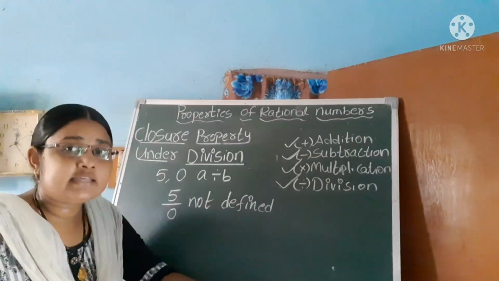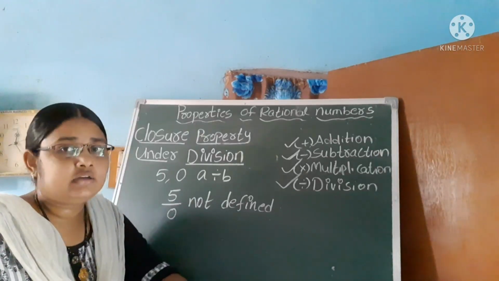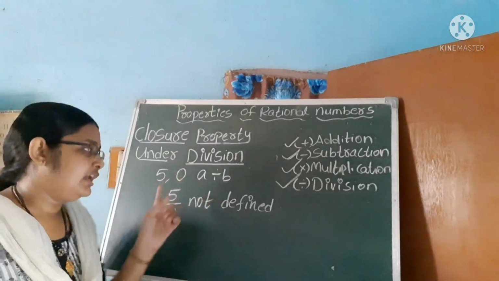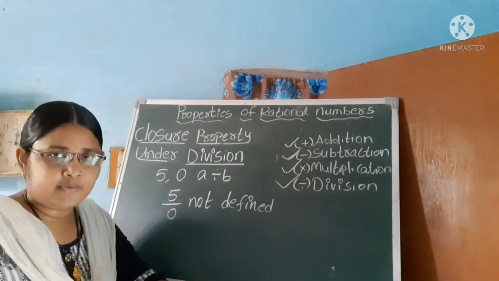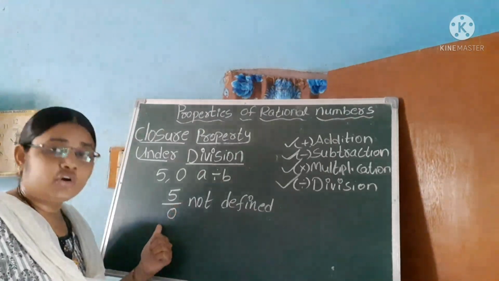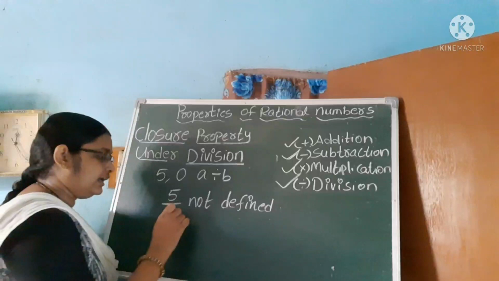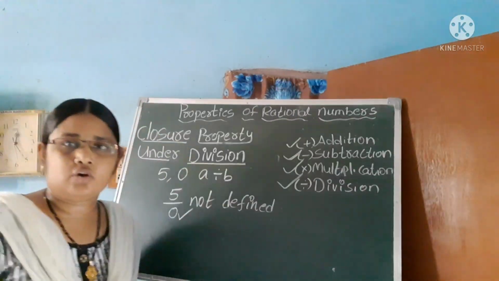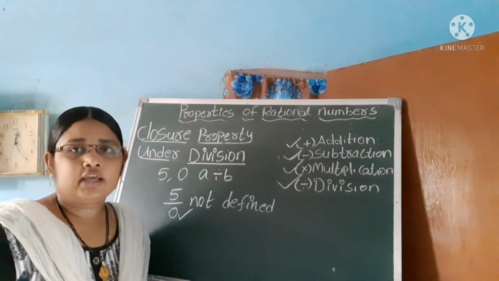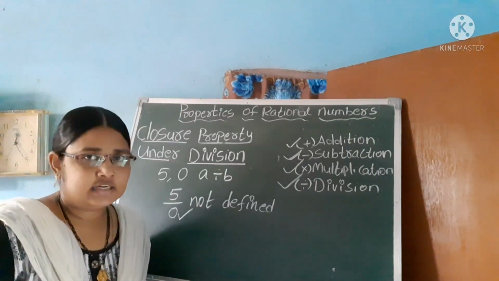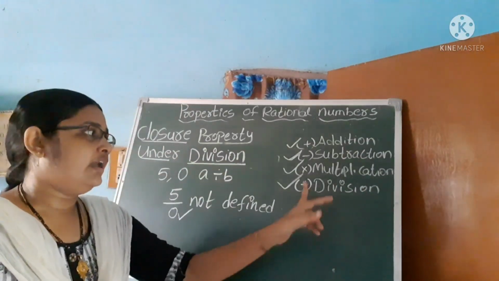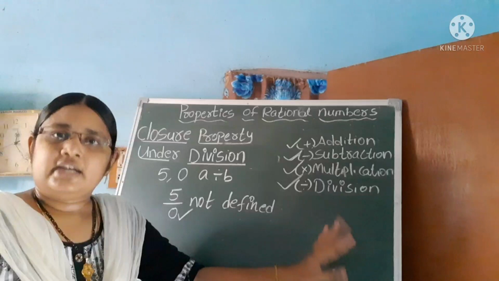If a number is said to be a rational number, that number must and should be in the form of p by q. Here 5 by 0 is in the form of p by q. But what is the second condition? Yes, q not equal to 0, but here q equals 0. That is why 5 by 0 is not a rational number. Is it clear? So, closure property does not satisfy the binary operation division.